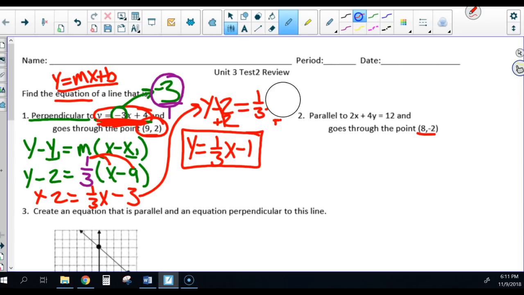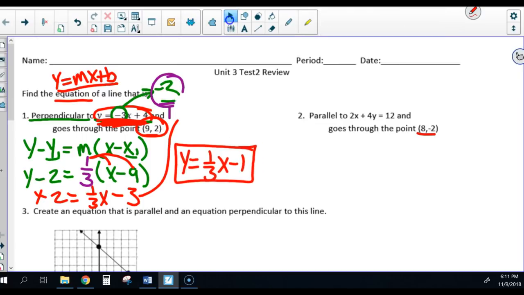I need some room. Erase part of this. I guess you can just rewind if you didn't get that far.